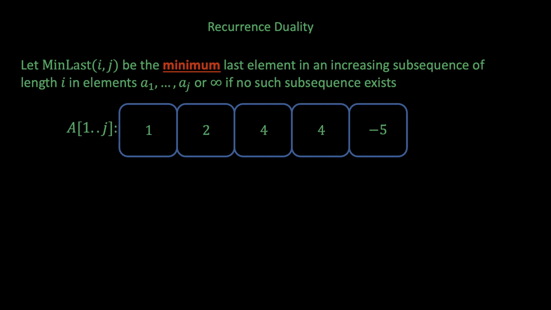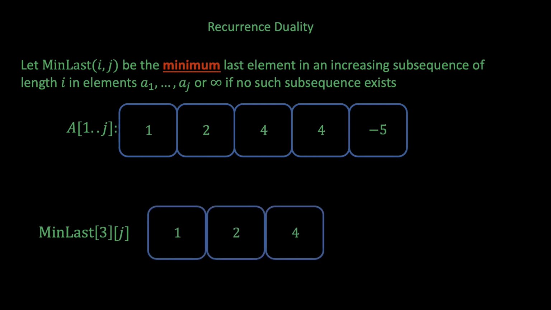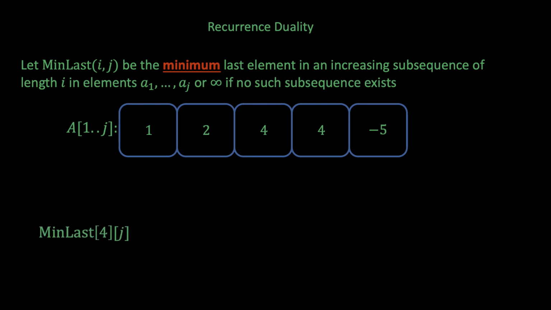To calculate minimum last 3,j, we consider all possible increasing subsequences of length 3 in A1 to j. There's only one such subsequence, which is (1,2,4). The minimum endpoint is 4, so minimum last 3,j is 4. There are no increasing subsequences of length 4 or 5 in A1 to j, and so minimum last 4,j is equal to infinity, and minimum last 5,j is also equal to infinity.